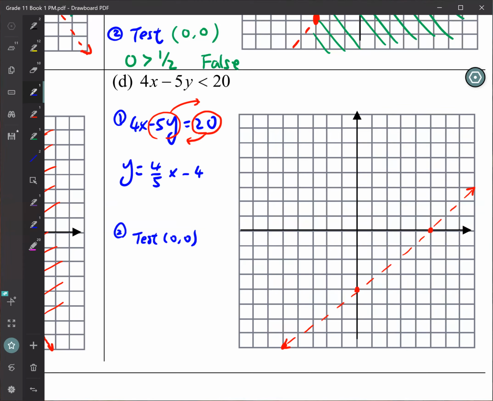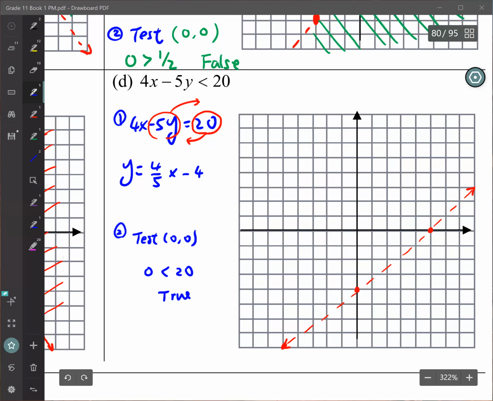All right, Harry, true or false? True. Because? 0 is less than 20. Yeah, 0 is less than 20, right? So true. Okay, so let's shade the picture.